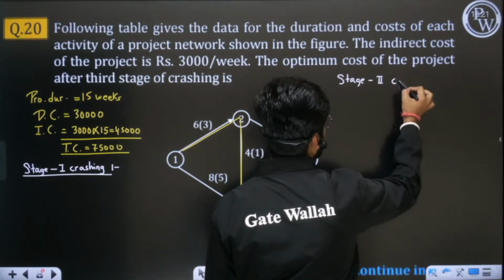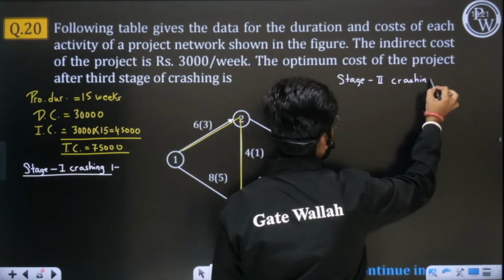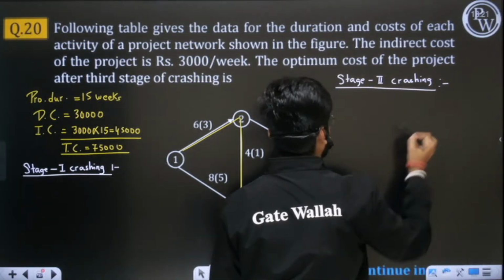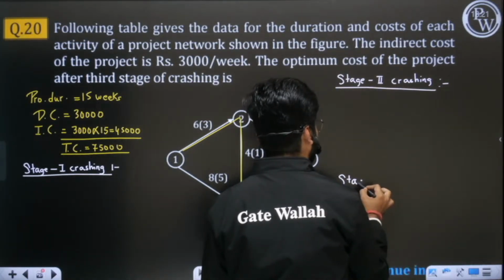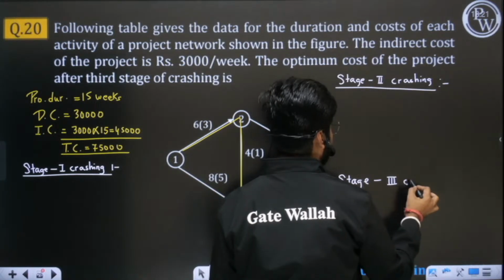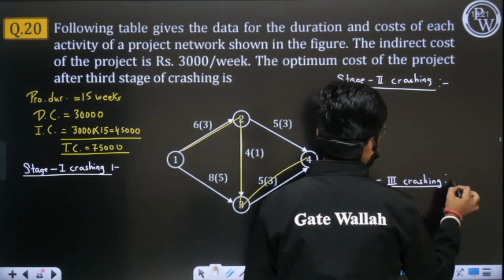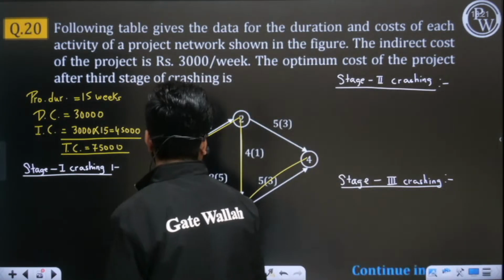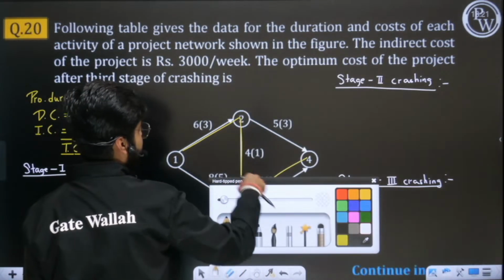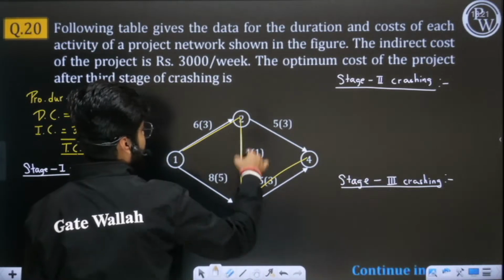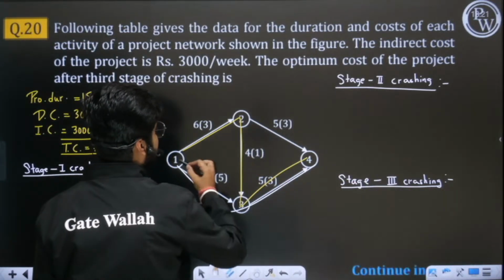And after the third stage, we have to tell the cost. After the third stage crashing, I will tell. Now, we have to crash certain activities which have the least cost slope. You know that this path is taking 15 days, this is taking 13 days, and this is taking 11 days.